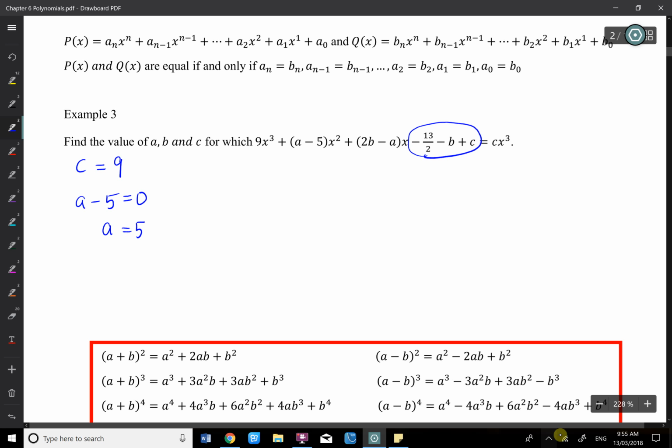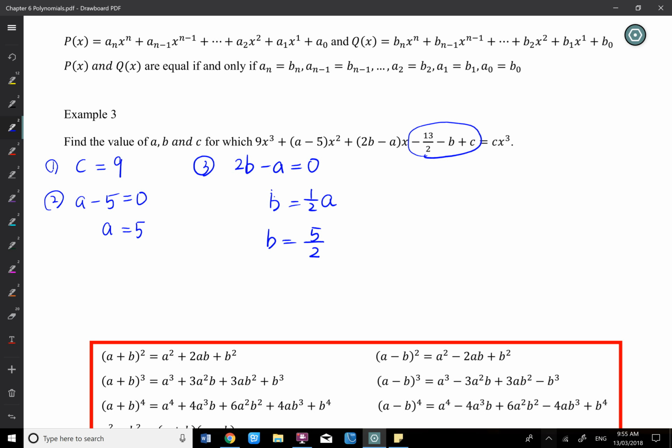I can't have any x term. So 2b minus a equals 0. B equals a half a. B will be 5 over 2. Because I don't want any coefficient of x. So 0 coefficient, 5 over 2 times 2 minus 5 will be 0. So that needs to be 0.